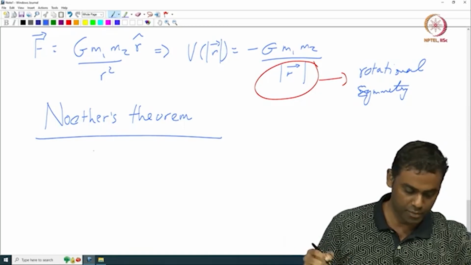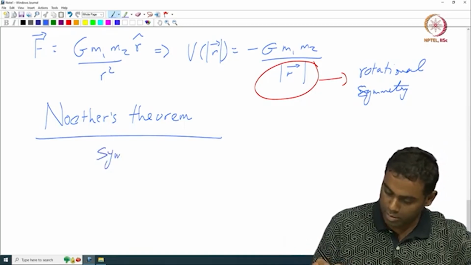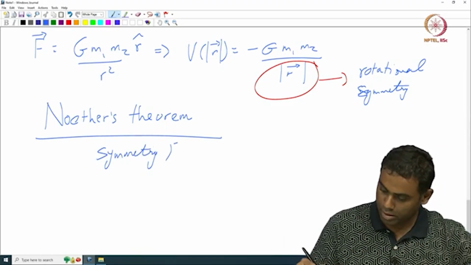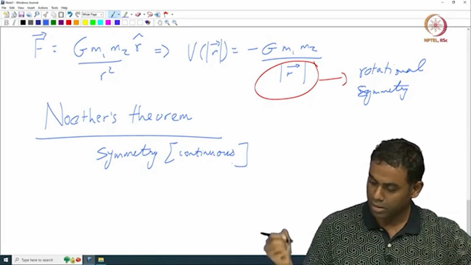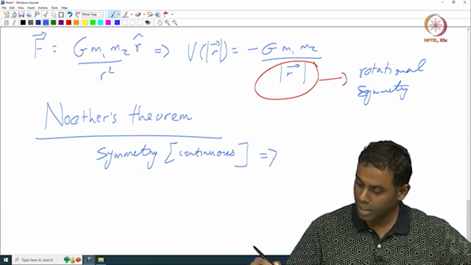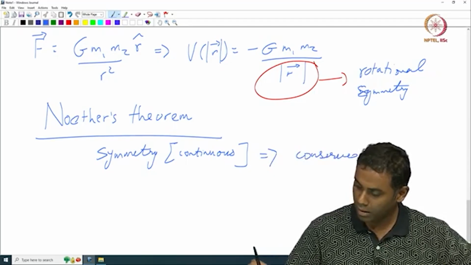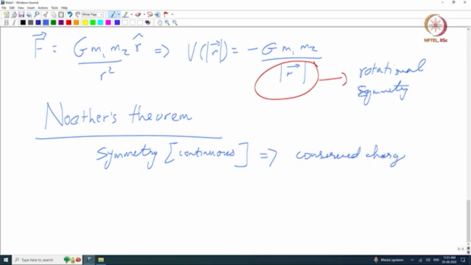So let me put it this way: symmetry, in most cases continuous. There are some special cases where this works for discrete symmetry also, implies conserved charge. Okay, it's not really electric charge. Whatever is conserved, it is a Noether charge. Okay, so we'll use this term for the conserved quantity as far as this principle is concerned, right?